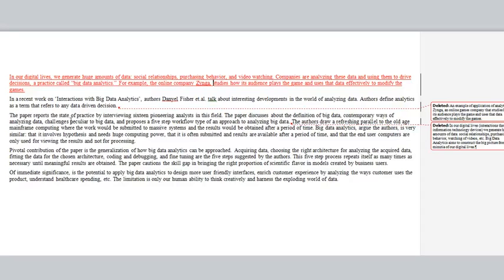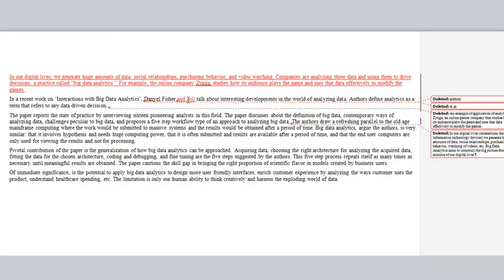So, in a recent work on interactions with big data analytics, we probably don't need to say authors here. We can just say Daniel Fisher et al. I might change that to and colleagues. Daniel Fisher and colleagues talk about interesting developments in the world of analyzing data. Well, I think that's a little bit vague, and let's just jump right into what it is they're talking about. We don't even need to give that introductory pass.